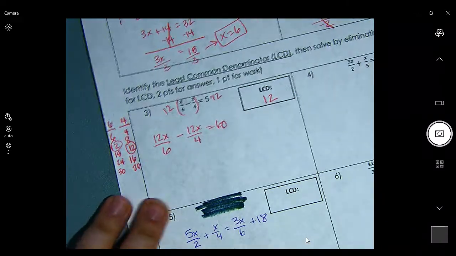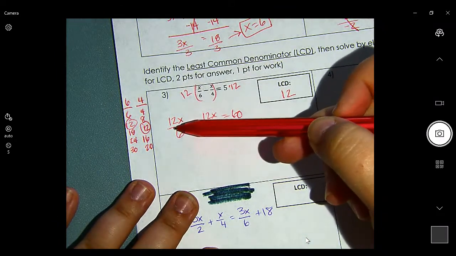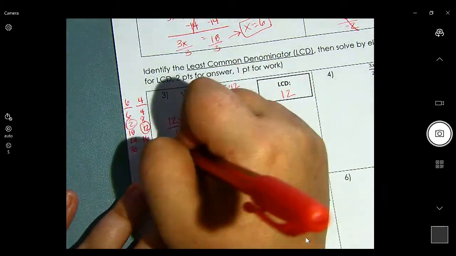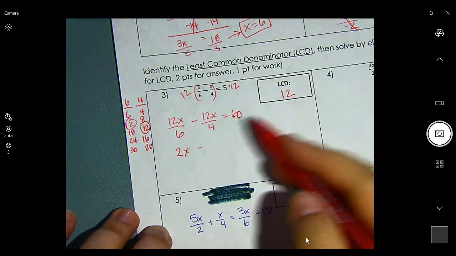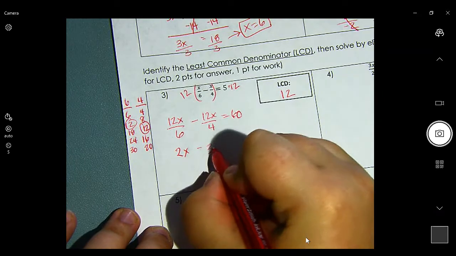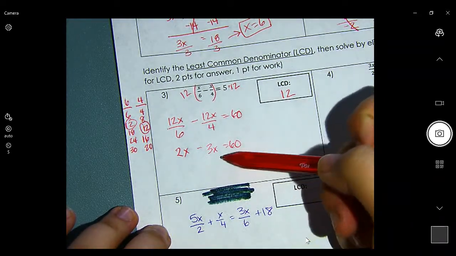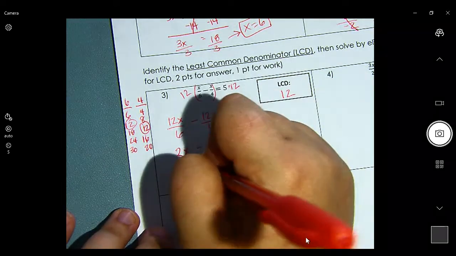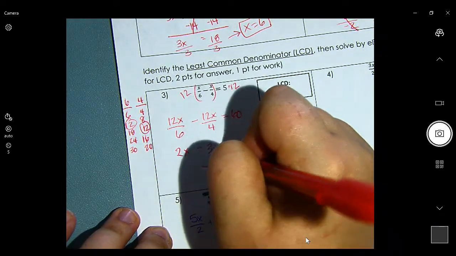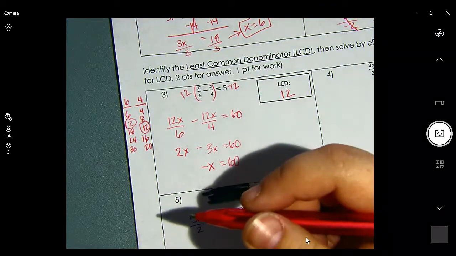Apparently we're using that one a lot today, 12 times 5. All right, now I need to simplify. 12 divided by 6 gives me 2x minus 12 divided by 4, which is 3x. All right, 2x subtract 3x, right? I have $2 and I have to pay 3. Now I am negative, right? I have a negative x, negative 1x equals 60.